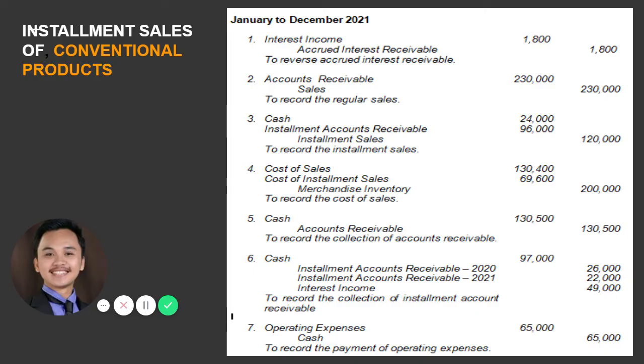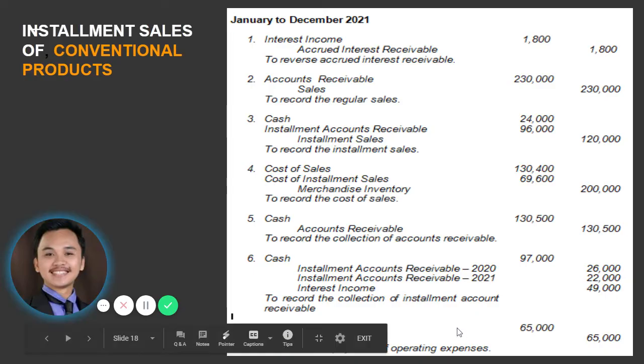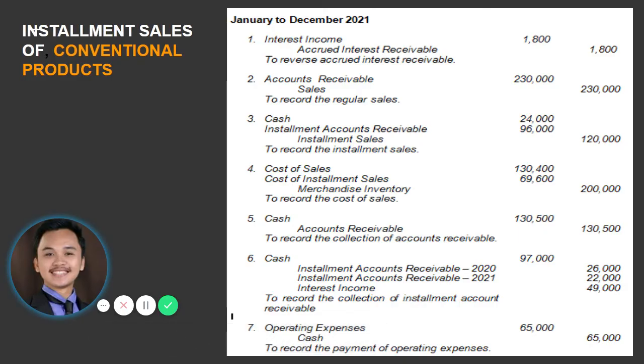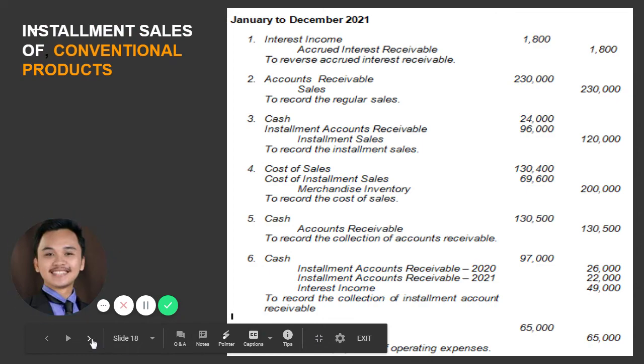And then, to record our operating expenses, we have debit operating expenses and then credit cash also for 65,000. So let's proceed with our adjustments and reversing entries, if there's any, for the year 2021.